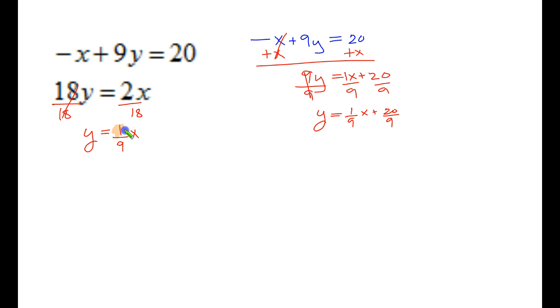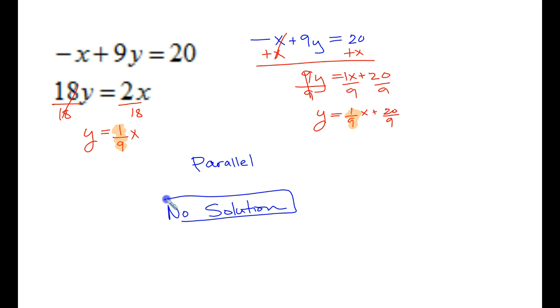Now I'll look at my equations. Here's the slope of this one. Here's the slope of this one. They're the same, but they're not the exact same line. They just have the same slope. So then you have to ask yourself, what kind of lines do I have? Hopefully you say parallel, since they have the same slope. And then you would choose no solution. Since the lines are parallel, the system will have no solution.